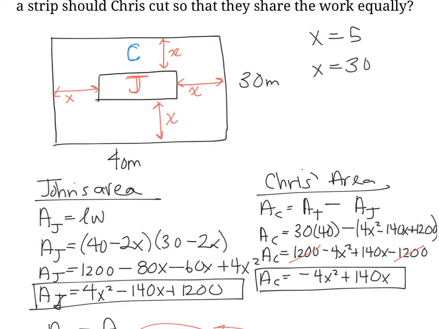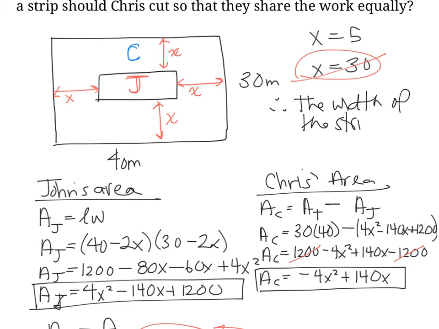How about an x value of 30? Taking a look here, if this was 30 and this was 30, how could that be if the entire width is supposed to be 30? That means that the new width is negative 30? That doesn't make any sense. So in this case, this solution doesn't make sense in this specific example, which means that we're going to throw this one out, and our final conclusion is the only way that they can do an equal amount of work is if the width of that strip is 5 meters. So therefore, the width of the strip must be 5 meters.